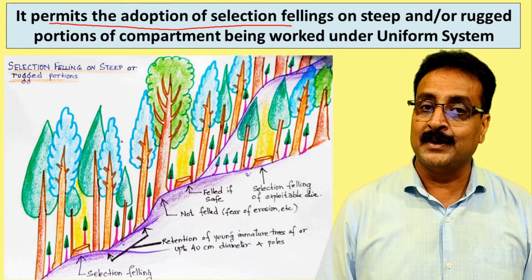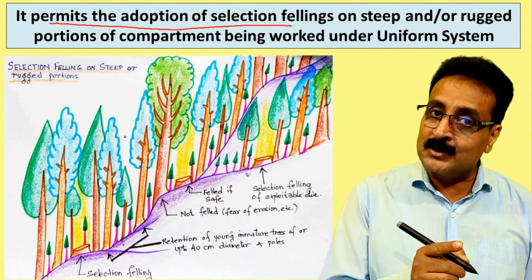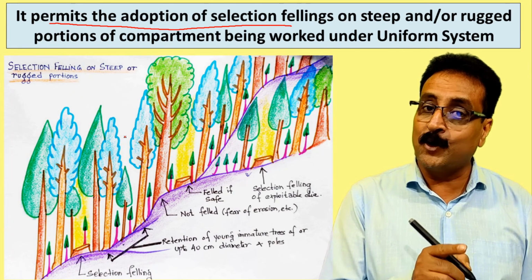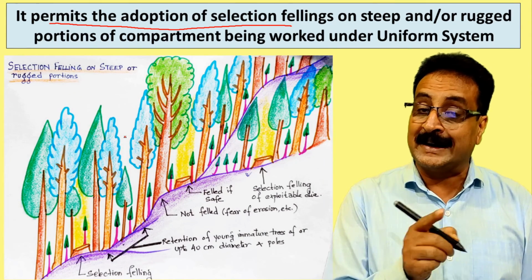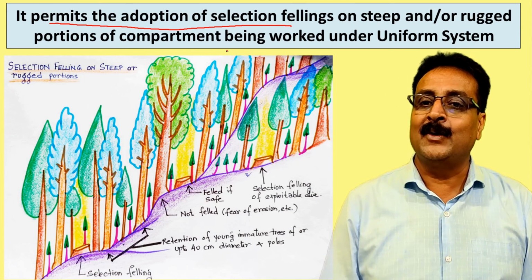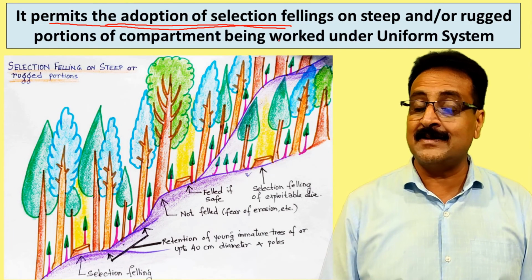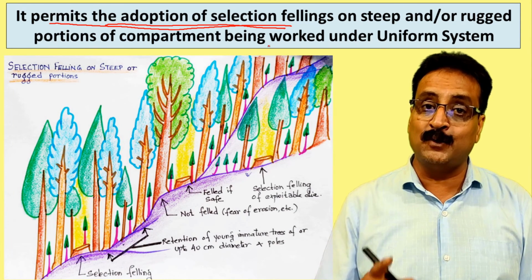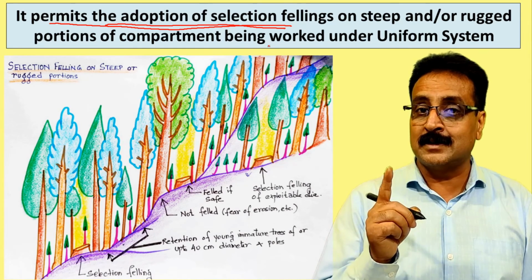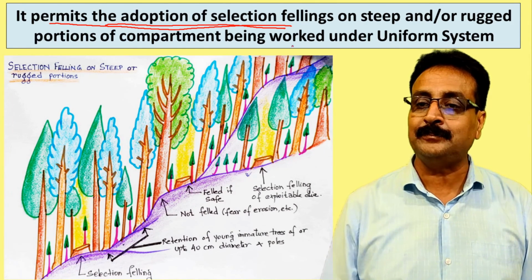Earlier I told you, retaining the 40 centimeter diameter looks like it follows the pattern of a uniform system, but by retaining 40 centimeter diameter, it has lost the uniform system. On the other hand, it also permits the adoption of selection felling. Now what do you mean by selection felling? In selection felling, we fell only the trees which we feel are mature enough to cut down. That is called selection. We select it.